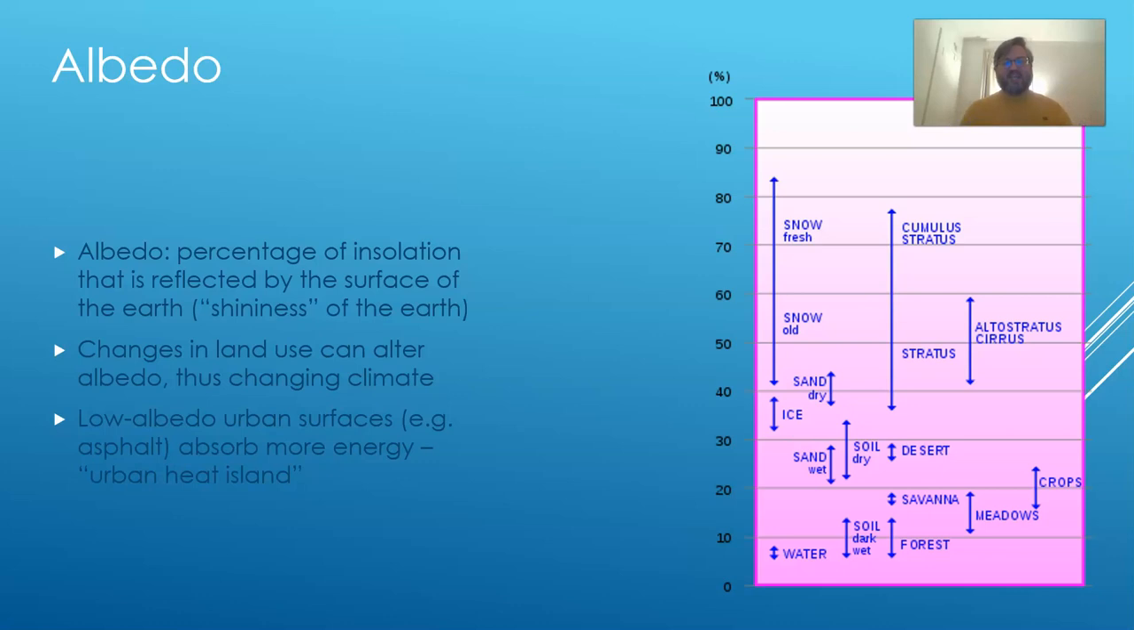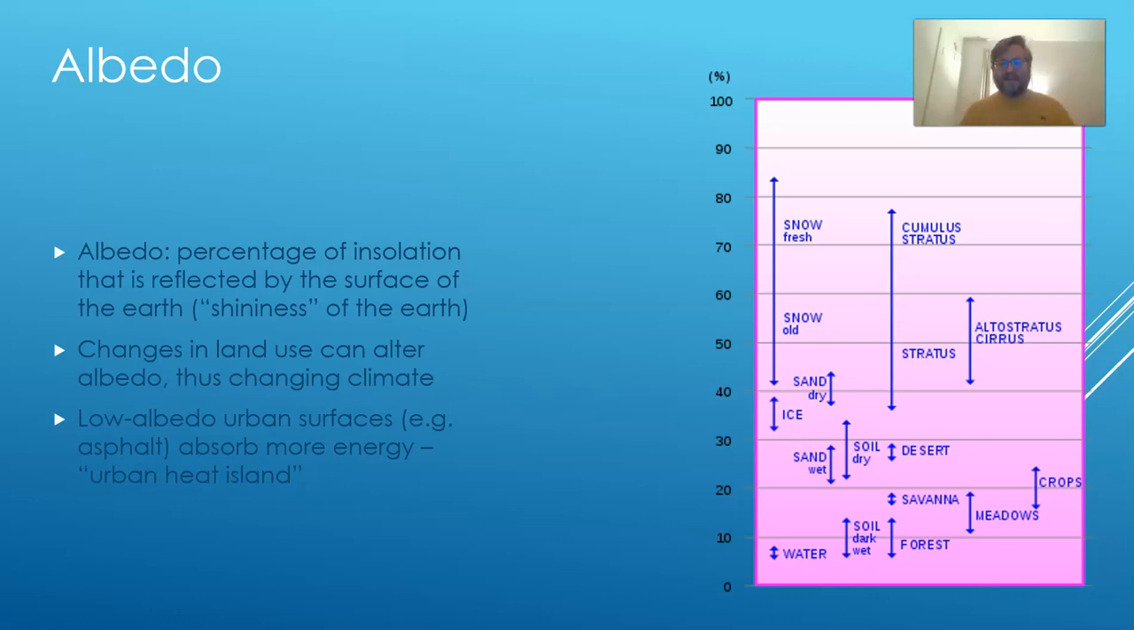You can think of it as kind of the shininess of the Earth. And on the little diagram there, you can see the range of albedos for some typical things on the surface of the Earth. And one thing you should notice pretty quickly is that lighter colors have higher albedos.